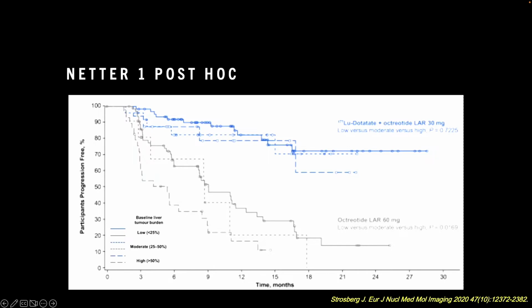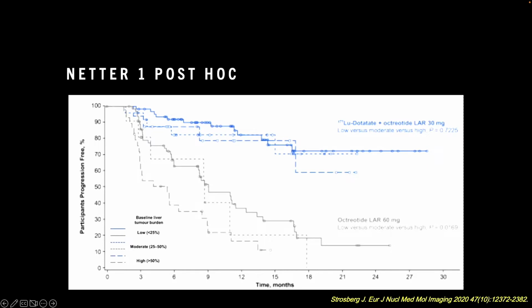But what are the differences in the blues? The blues, the dotted lines and the straight lines, are patients for whom they quantified how much disease was in their liver. So did they have less than 25% of their liver replaced by tumor? Did they have 25 to 50 or more than 50? So how much tumor was actually in their liver?